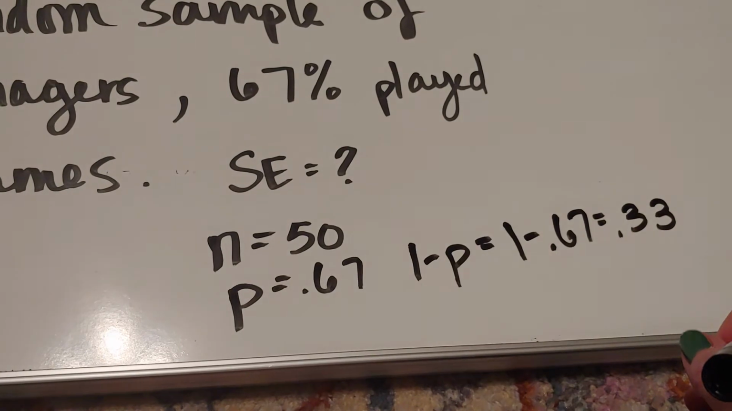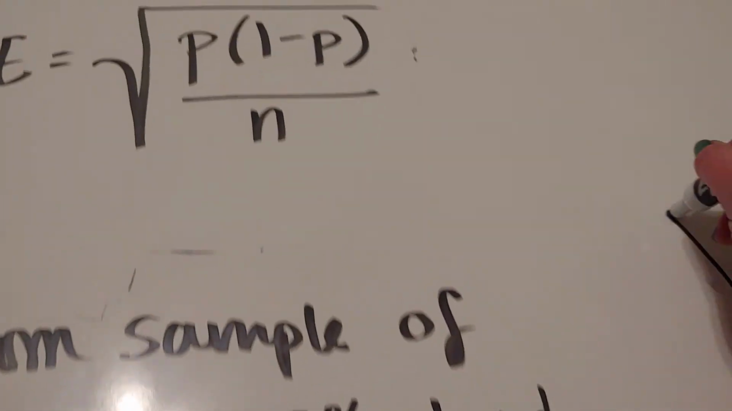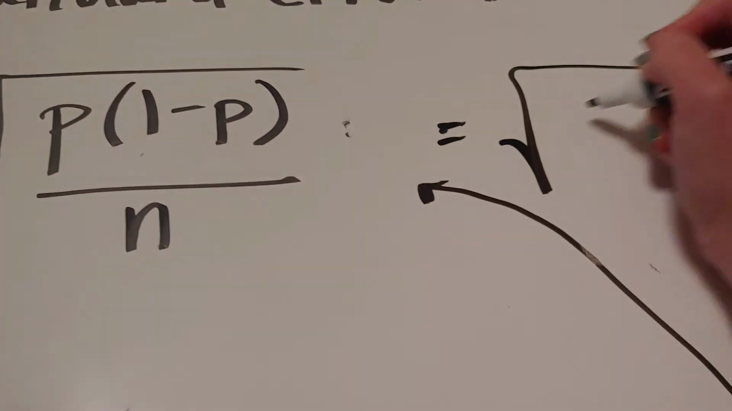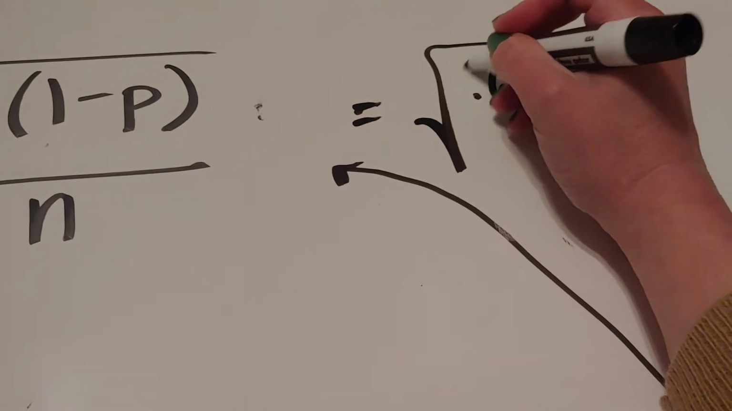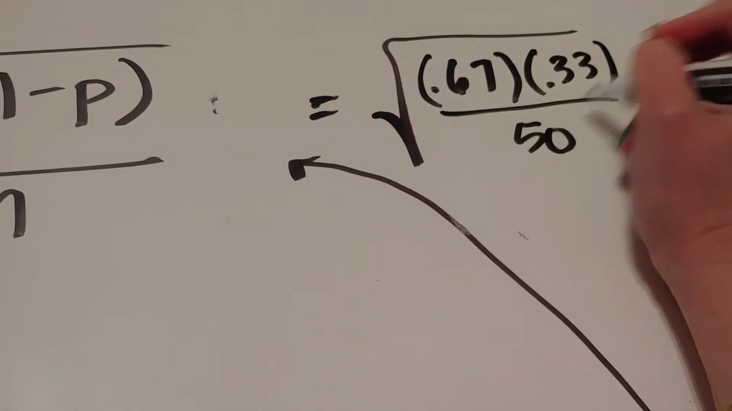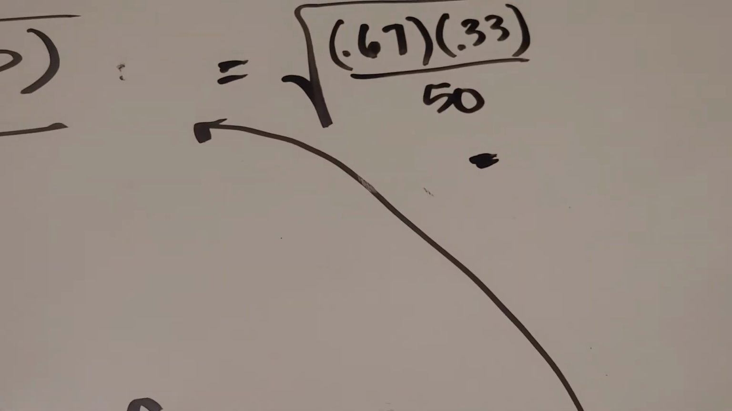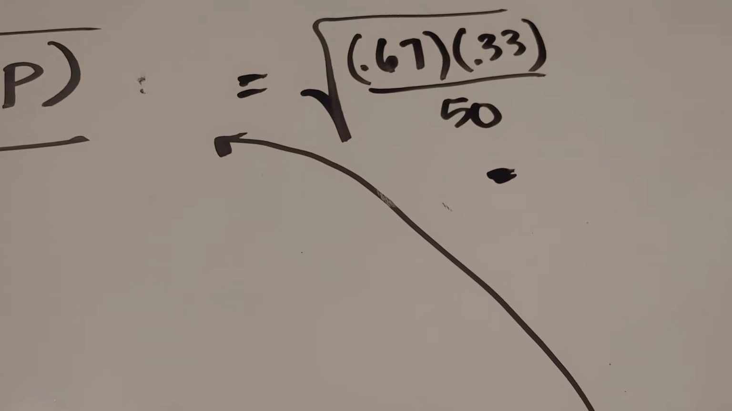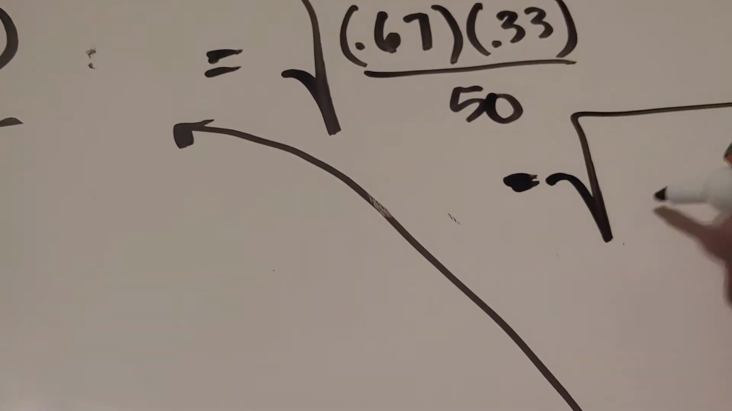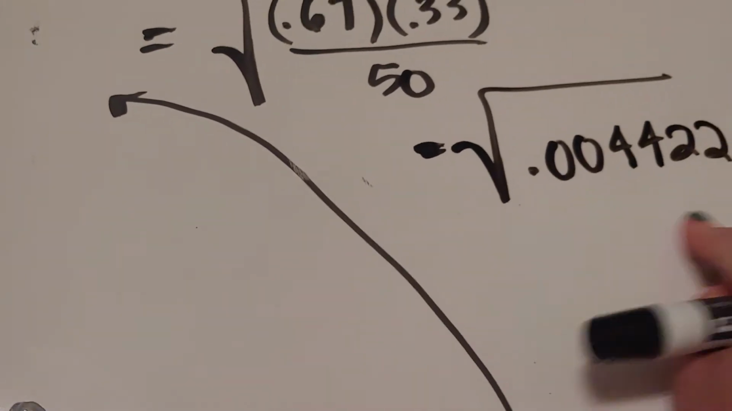All right, so here's what we're going to have. When I take this, plug it in up here, I'm going to get 0.67 times 0.33 divided by 50. So I'm going to calculate this and then take the square root last. All right, so let's see what I get. Okay, so I'm going to get the square root of 0.004422. You don't have to write this step, by the way.